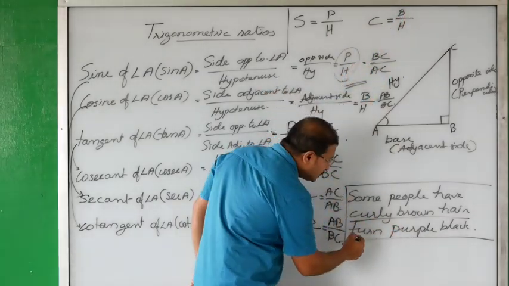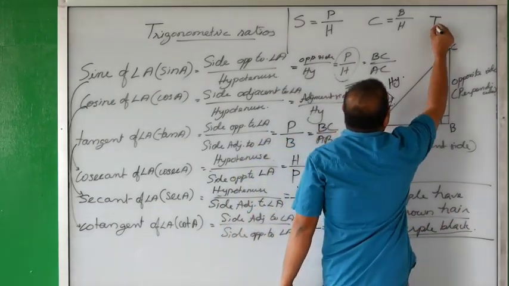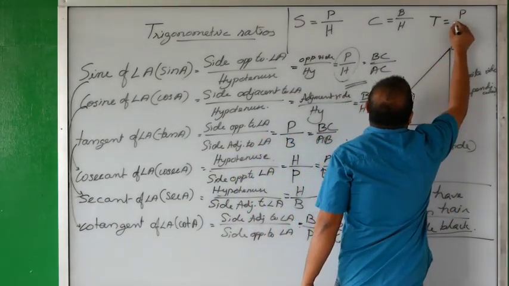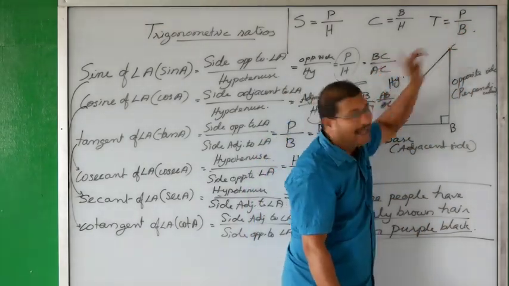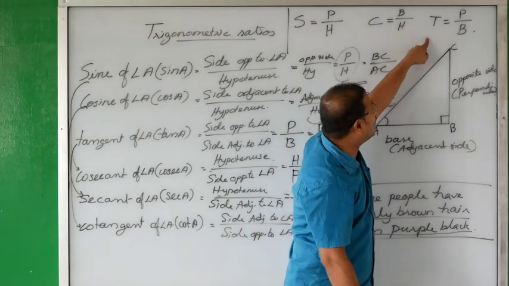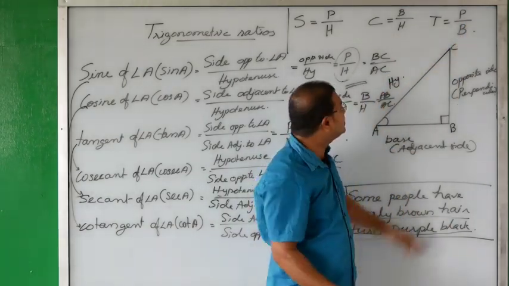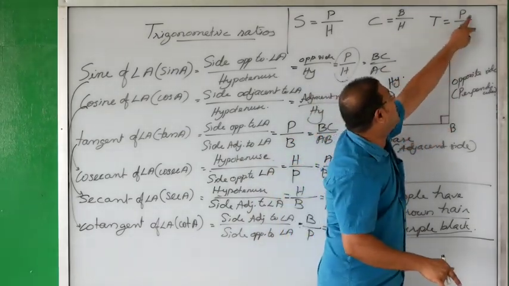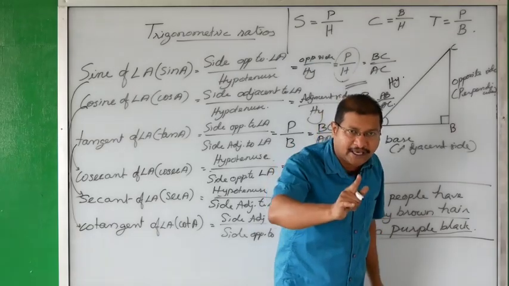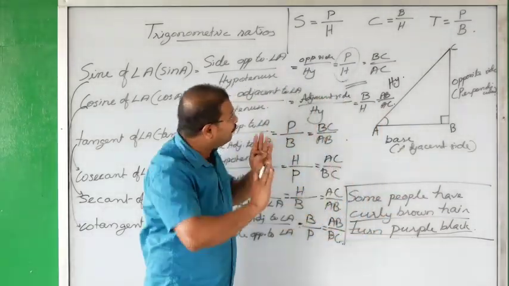The last part, turn purple black. Turn purple black means you'll write T equals purple black. See, turn purple black means what? Tan equals perpendicular by base. That means T equals P by B. P means perpendicular, B means base. Is it okay? Now, very simple.